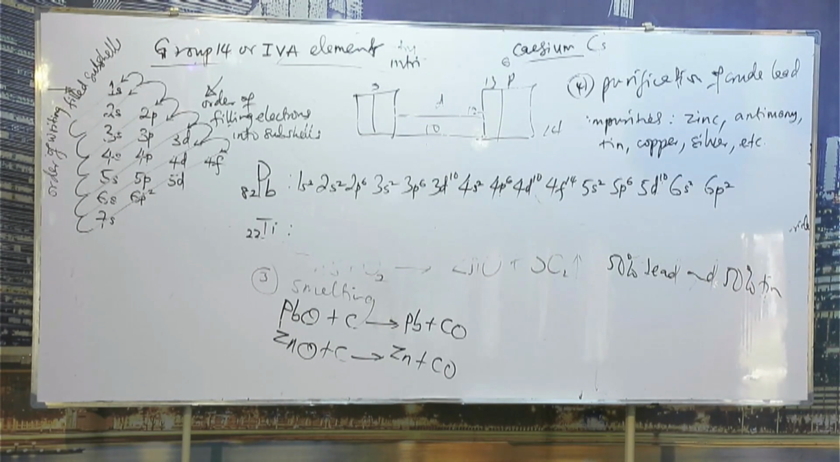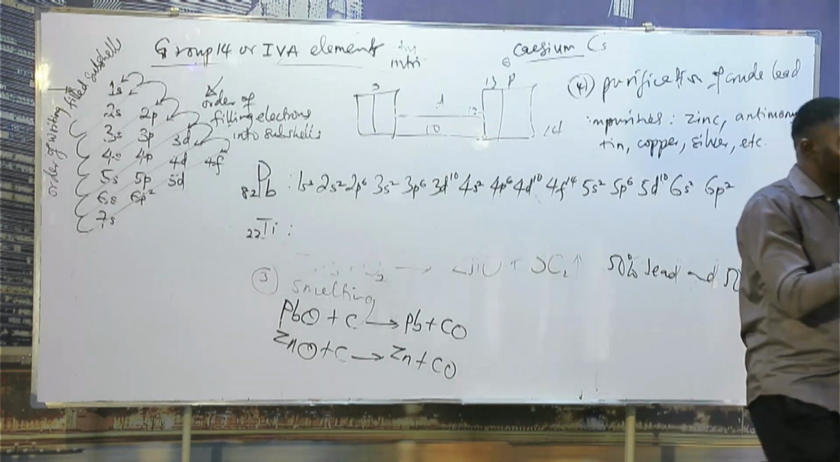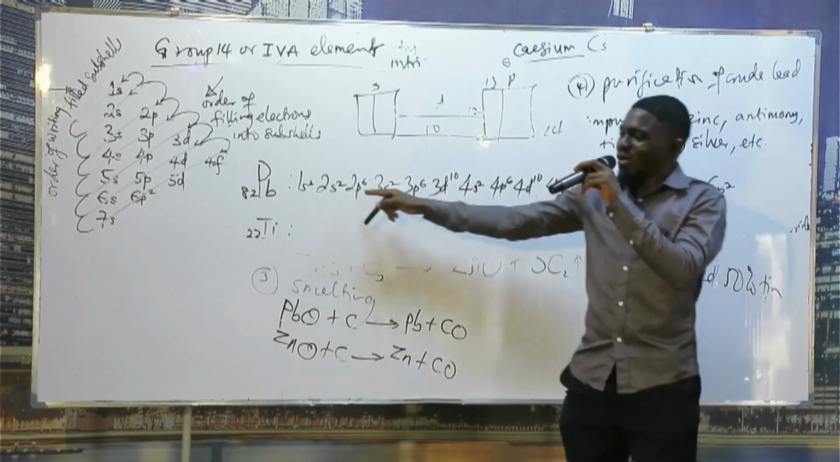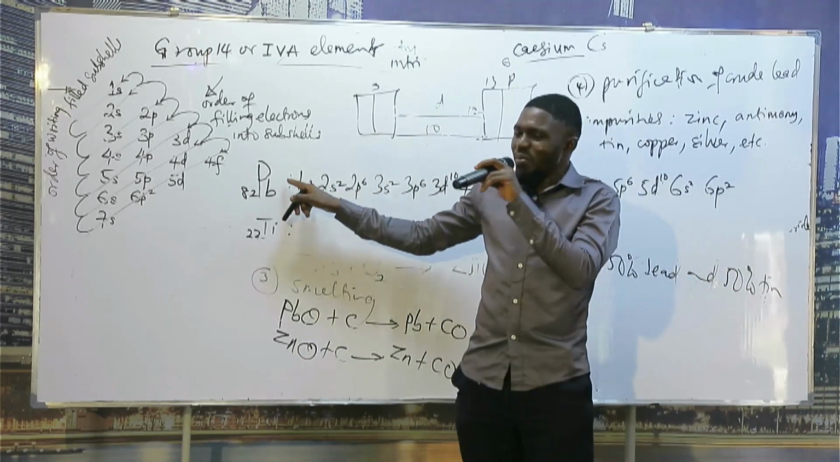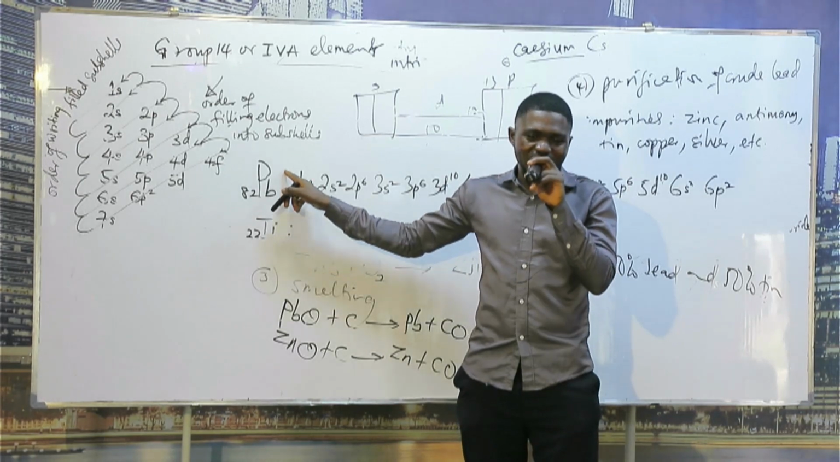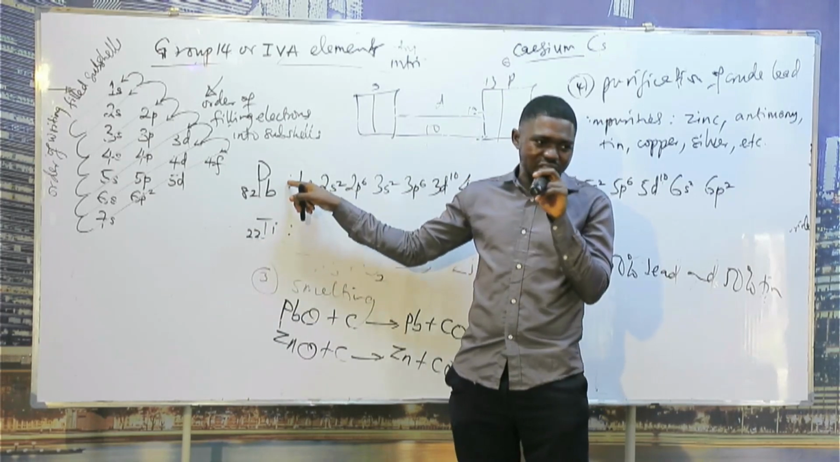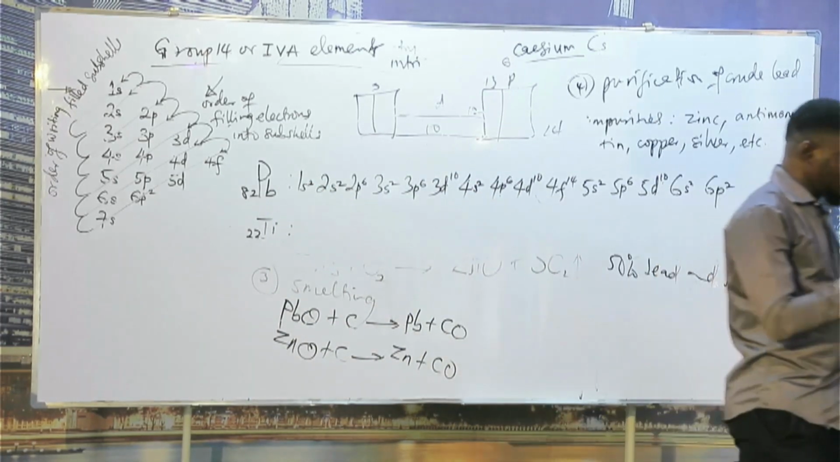I want you to write titanium 22. Let me see what you wrote. F9. Please, do not put comma. And do not put equal sign. Did you see what I did? Do not put equal sign, because this cannot be equal to this. Take note.